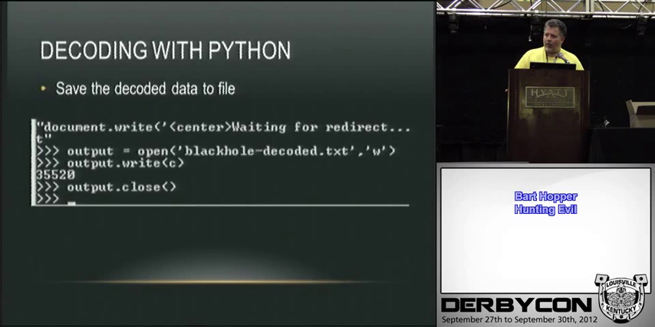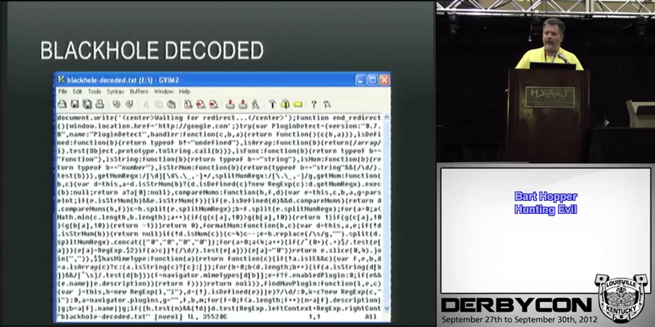We want to save our work so that we don't have to go through this process again, so we open a file for writing, and that's what the W parameter at the end of open does for us. We output the file, and then we close the file. And this is what we get when we've decoded the black hole.